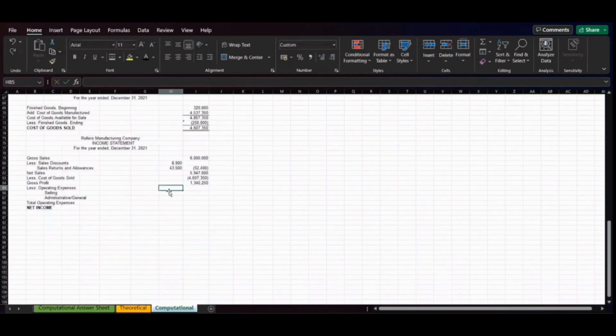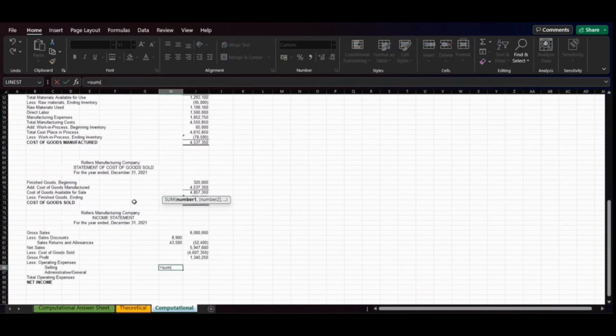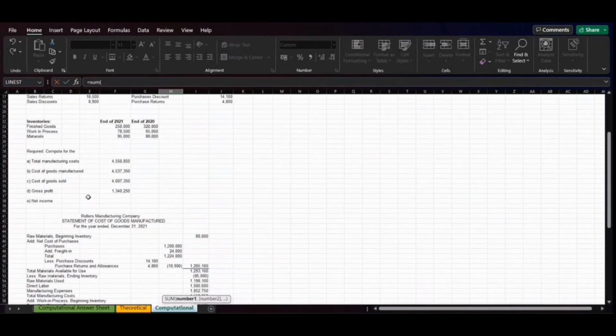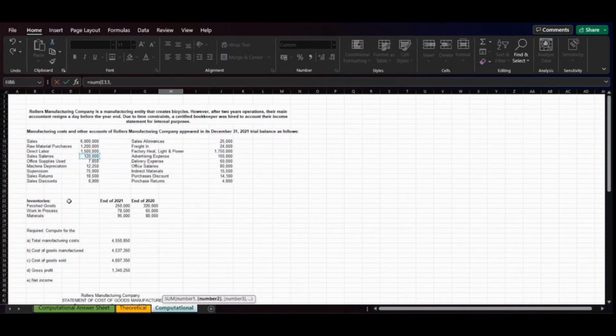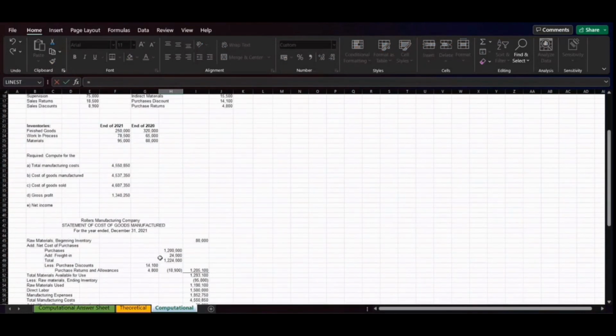So, dito mapapansin natin na meron tayong operating expenses, selling and administrative or general. So, para makuha ang ating selling is, isum natin yung mga selling expenses. O ano ba dito yung mga selling expenses? So, dito makikita natin is sales salaries, unang-una. Advertising, and delivery expenses. Ayan. Totally, meron siyang 330,000. Add natin yung administrative or general expense.